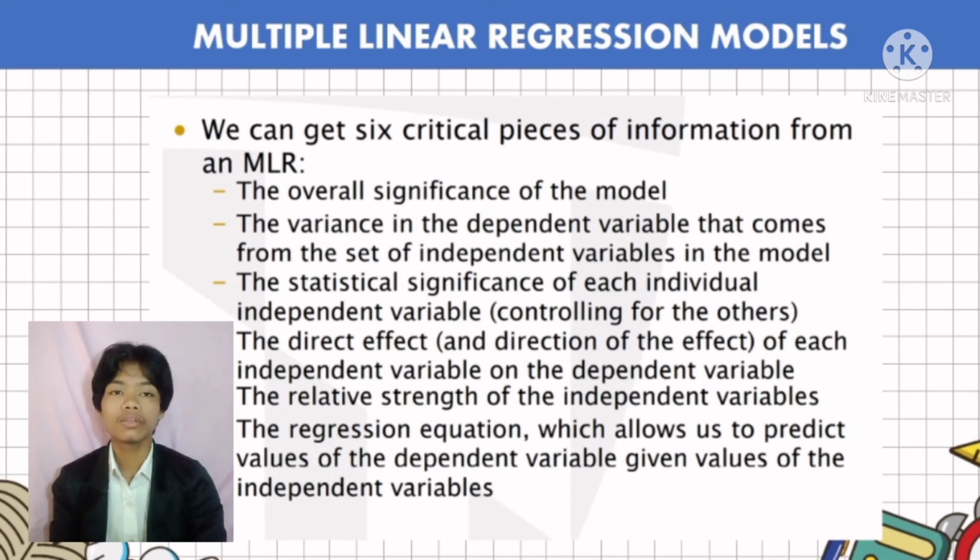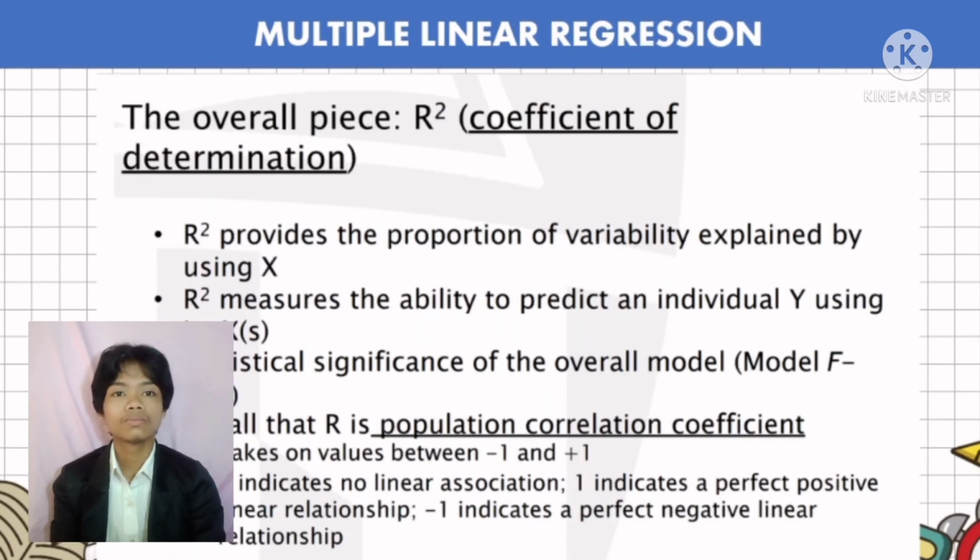Using multiple linear regression, we can get 6 critical pieces of information from this: the overall significance of the model; the variance in the dependent variable that comes from the set of independent variables in the model; the statistical significance of each individual independent variable controlling for the others; the direct effect and the direction of the effect of each independent variable on the dependent variable; the relative strength of the independent variables; and the regression equation, which allows us to predict the values of the dependent variable given values of the independent variables. So, the R squared, or the coefficient of determination.